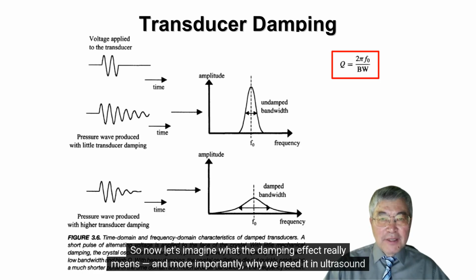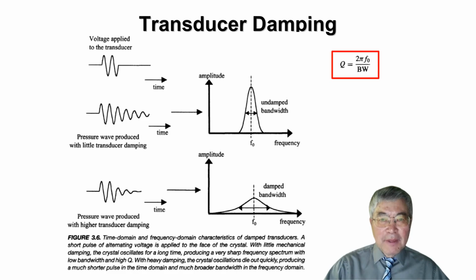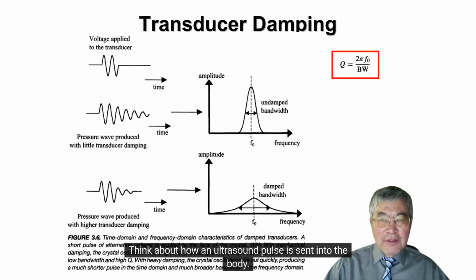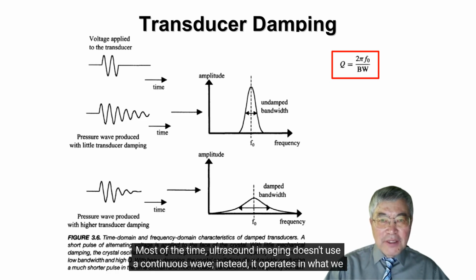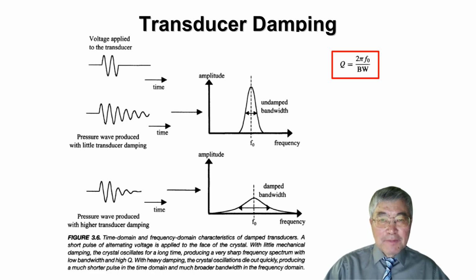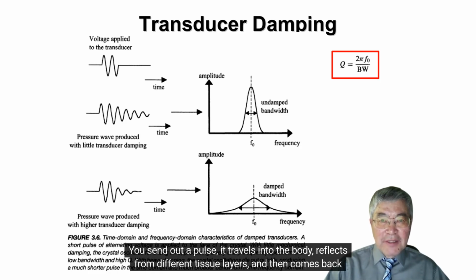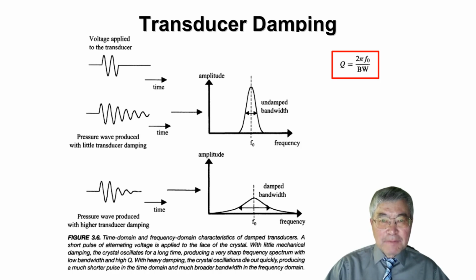So now, let's imagine what the damping effect really means, and more importantly, why we need it in ultrasound imaging. Think about how an ultrasound pulse is sent into the body. Most of the time, ultrasound imaging doesn't use a continuous wave. Instead, it operates in what we call a pulsed mode. You send out a pulse, it travels into the body, reflects from different tissue layers, and then comes back to the transducer as an echo.